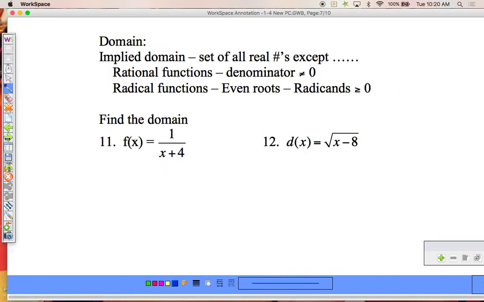All right, domain. Domain is going to be an issue that we're going to have to deal with a lot. There's something called implied domain. It's what we need in order to look at a function and tell what the domain is.